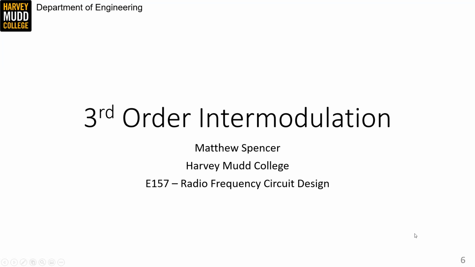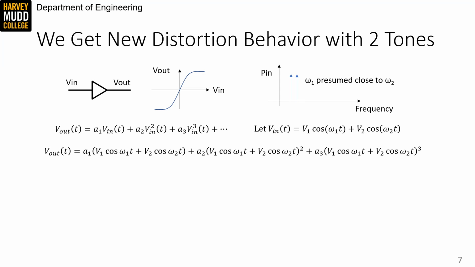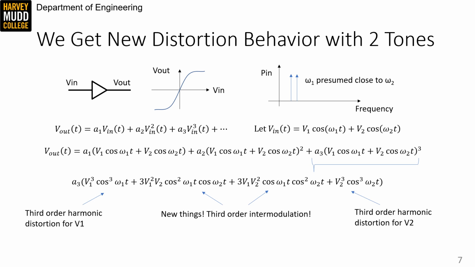In this video, we're going to continue analyzing intermodulation terms in our amplifier model. The remaining term of interest is the third order term under the effects of a two-tone test. And if we expand that term into a polynomial, we'll find that it contains third order harmonic distortion terms for each tone, and then two new third order intermodulation products.